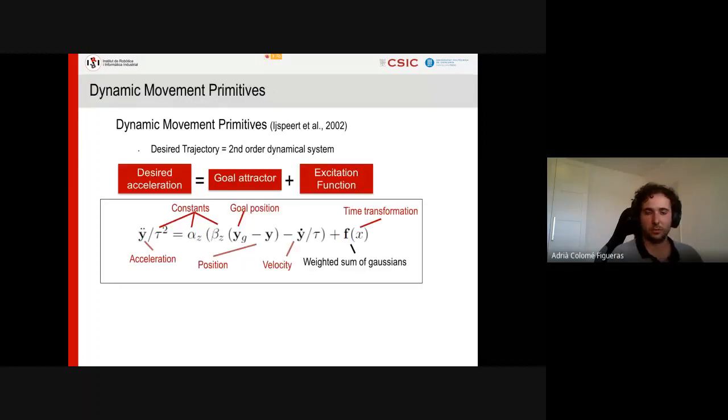And I will talk about two kinds of movement primitives. The first one is dynamic movement primitives, which probably many of you have heard about. Dynamic movement primitives consider the desired trajectory as a second order dynamical system. Basically, we have a goal attractor, and we have a critically damped second order system going towards this goal.